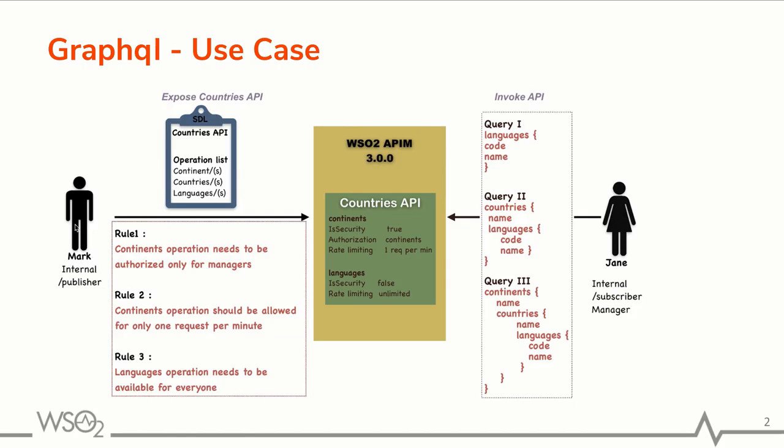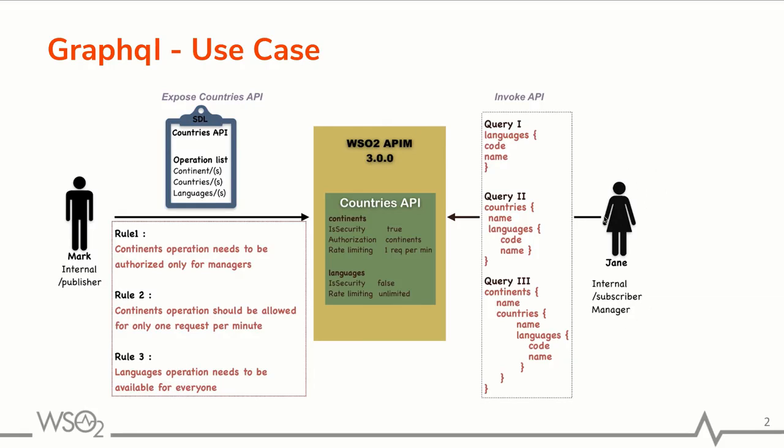I have two users, Mark, who is an API developer, and Jane, who is an app developer, and she has been given the manager role and the necessary permission to subscribe to APIs. Mark has the SDL definition of the countries API, which includes a set of operations, and he needs to expose this API adding a few rules. The first rule is for the continents operation, which needs to be authorized only for managers. The second rule is to restrict its invocation count to 1 request per minute, and the third rule is for the languages operation. This operation should be accessible for everyone even without a token.